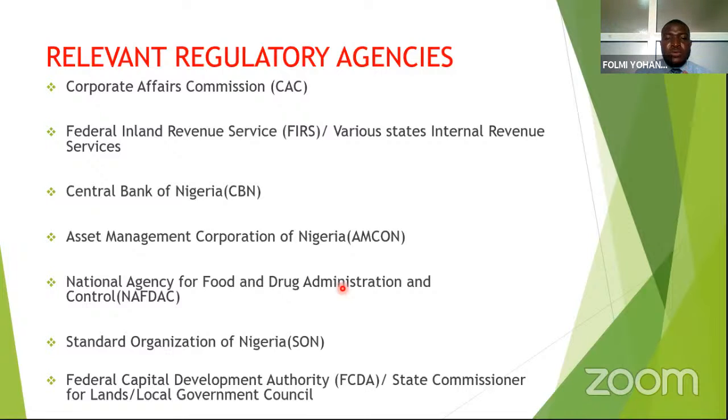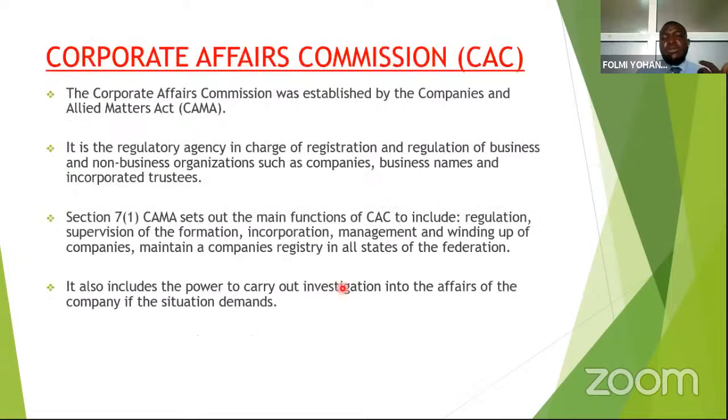Now, the next thing we'll discuss is the Corporate Affairs Commission. We are going to look at the functions of the Corporate Affairs Commission in detail. So from the slides, you can see that the Corporate Affairs Commission was established by the Companies and Allied Matters Act, CAMA, 1990. And it is the regulatory agency in charge of registration and regulation of business and non-business organizations such as companies, business names, and incorporated trustees.